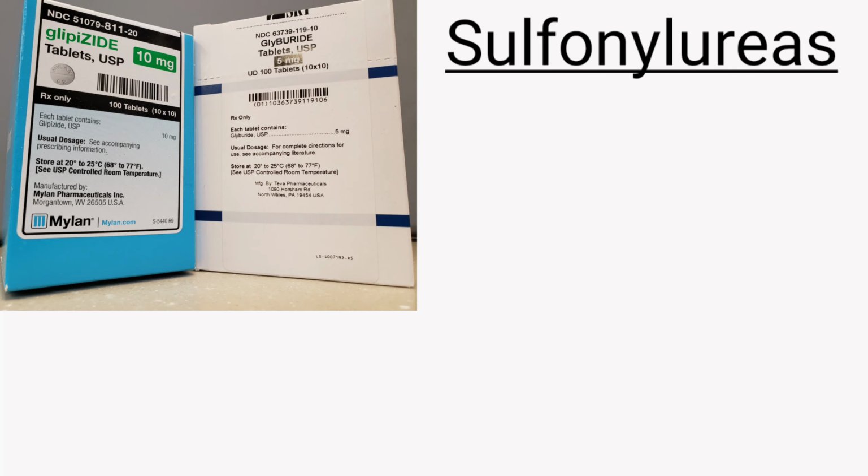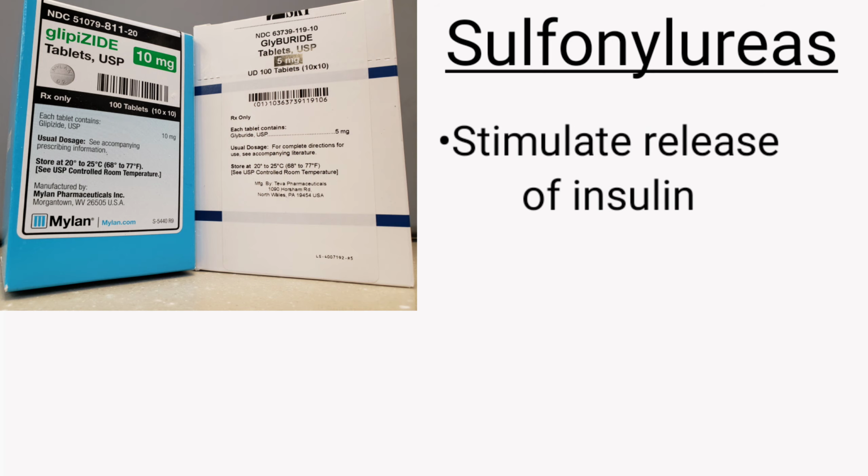Another commonly prescribed medication that you'll see in newly diagnosed type 2 diabetics are sulfonylureas. Now, how sulfonylureas work are they help to stimulate insulin release from those beta cells. When a patient is first diagnosed with type 2 diabetes, they still have a large percentage of their beta cells producing insulin.